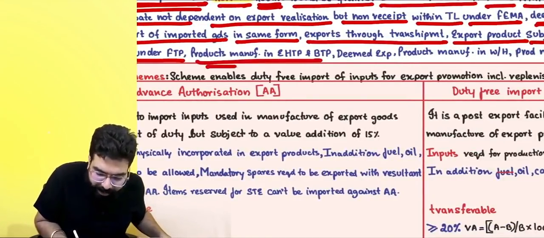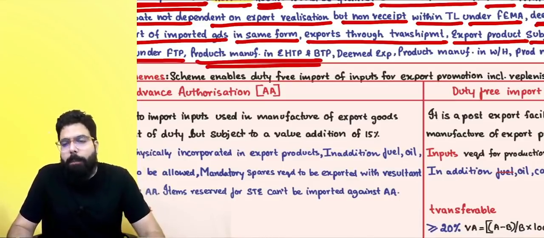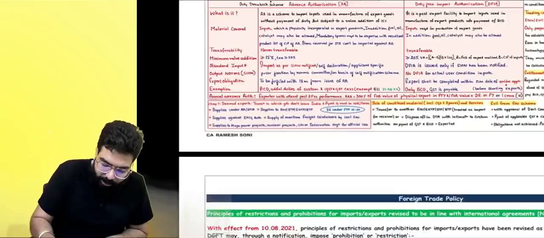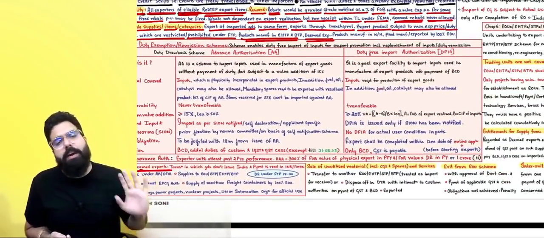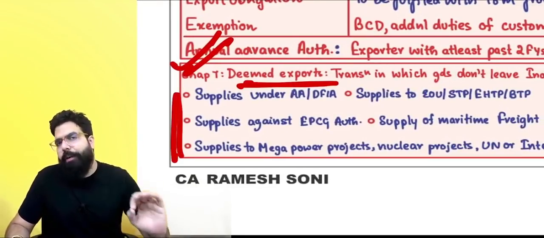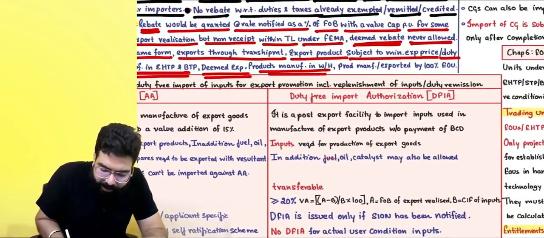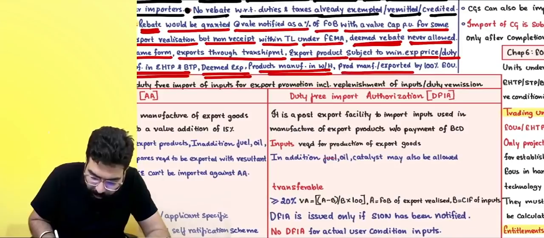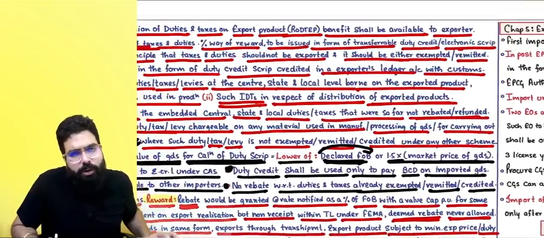Sir, product manufactured in EHTP or BTP, Electronic Hardware Technology Park or Biotechnology Park, for that also the RODTEP scheme is not given. Deemed export, I will talk about it. You can see over here that deemed exports are given below. For deemed exports also, they are telling all these items which are mentioned, for this also the RODTEP scheme is not given. Then products manufactured in the warehouse, for that also the RODTEP scheme is not given. Product manufactured or exported by a 100% EOU, for that also RODTEP is not eligible.